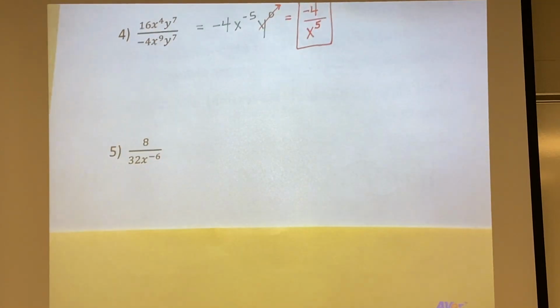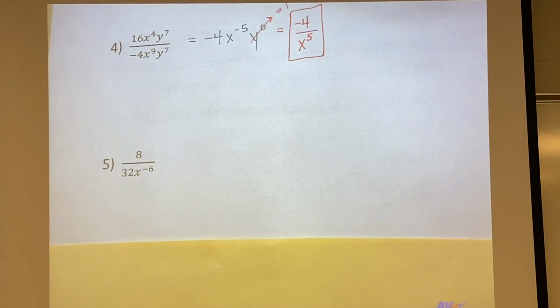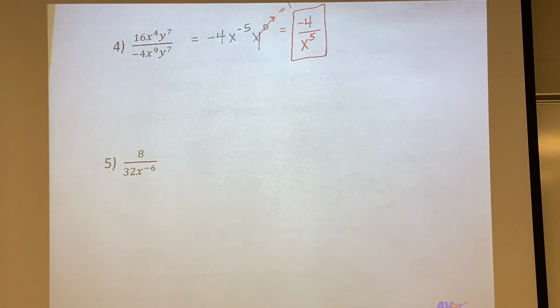All right, and then here's our last one. Again, take a minute, write it down, give it a try, and then come back and see if you got it correct. 8 divided by 32 times x to the negative 6.